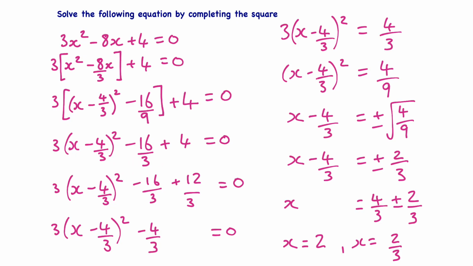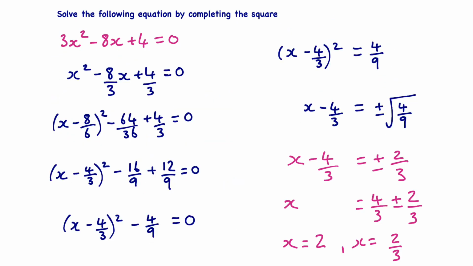Instead of doing those few steps, what I can do at the very beginning is simply divide all these terms by 3. So divide the 3x squared by 3, the minus 8x by 3, the 4 by 3, and the 0 by 3. And you can only do this when it's an equation. So it would look like this. You can see at the very beginning, I've divided all the way through by 3, and then it looks much easier to solve.